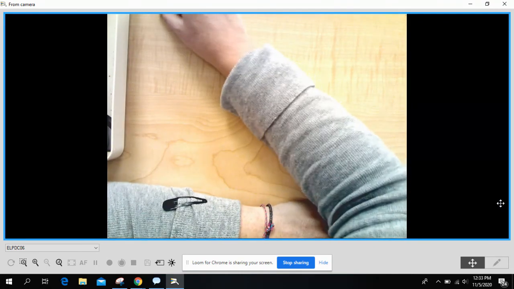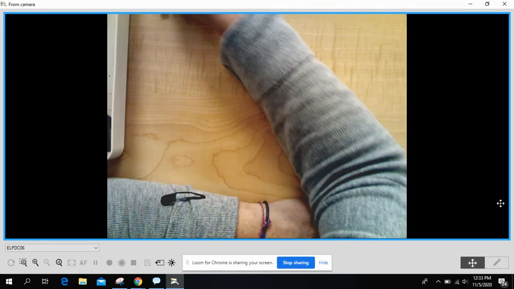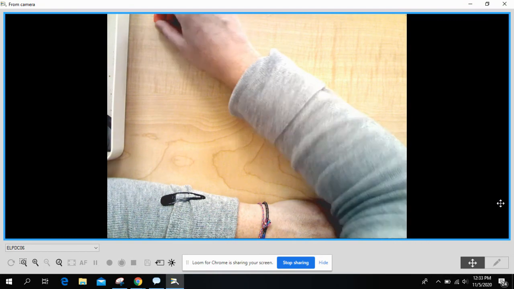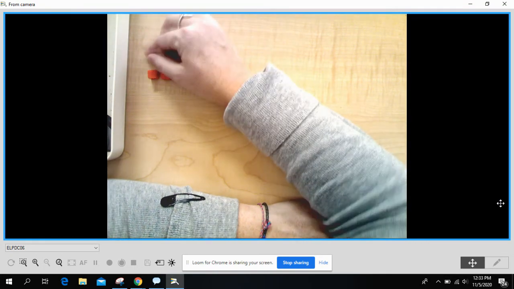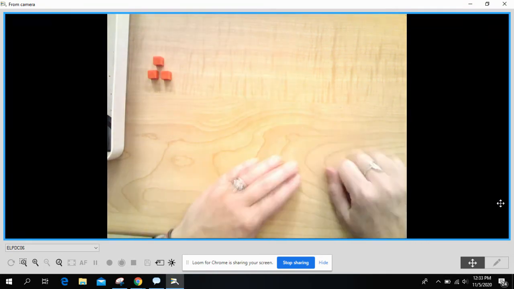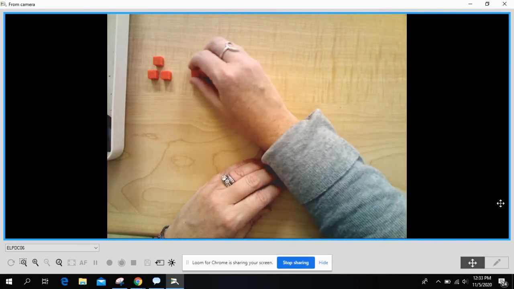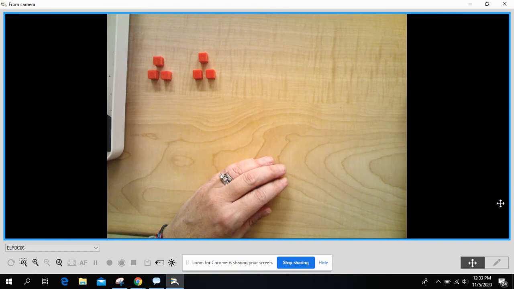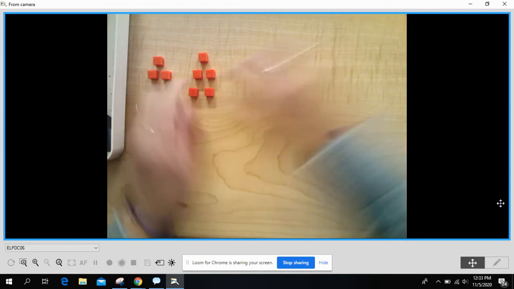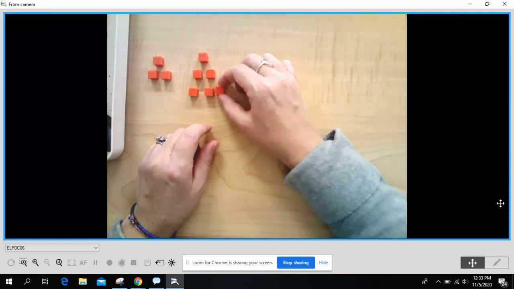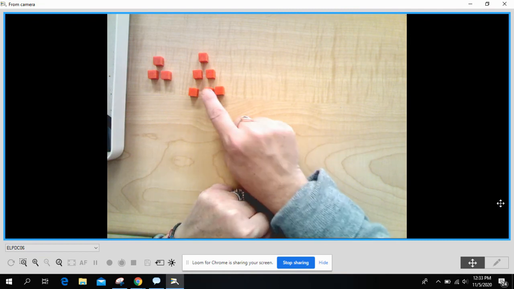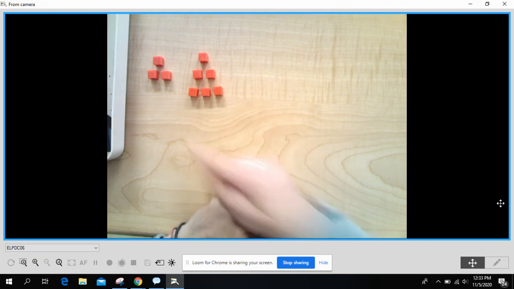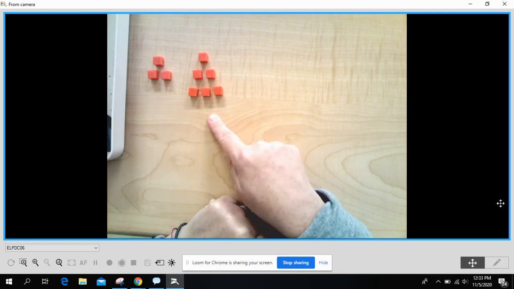So I'm going to start building a growing pattern with objects. Here, let me slide that down. You couldn't see that at all. Here is the first term. Here is the second term. Can you see it growing already? Can you see what the change is between here and here?